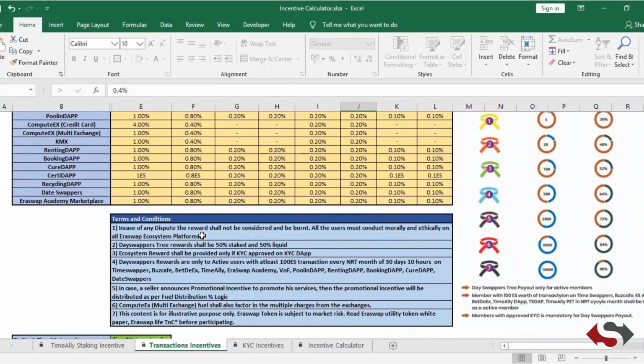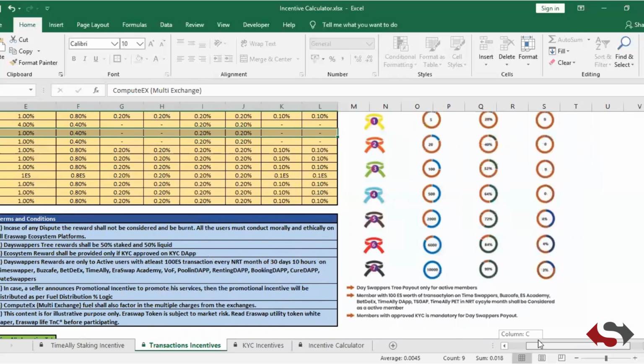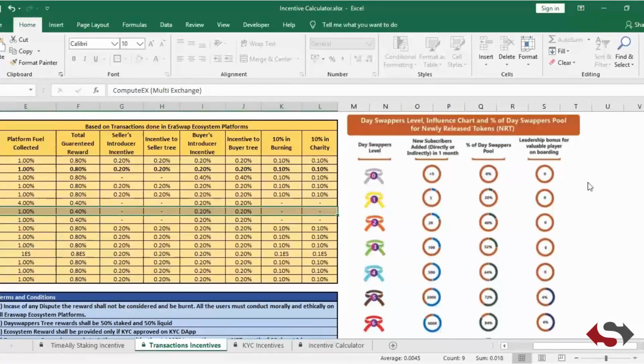While if there is any relation with an external exchange, like in Computex, it's a multi-exchange. So here we've shown that this is the fuel which is getting collected, and in case there is an external exchange providing their charges, that shall be additionally incorporated. And the white paper is coming out here to the tree. So this is the day swapper tree.